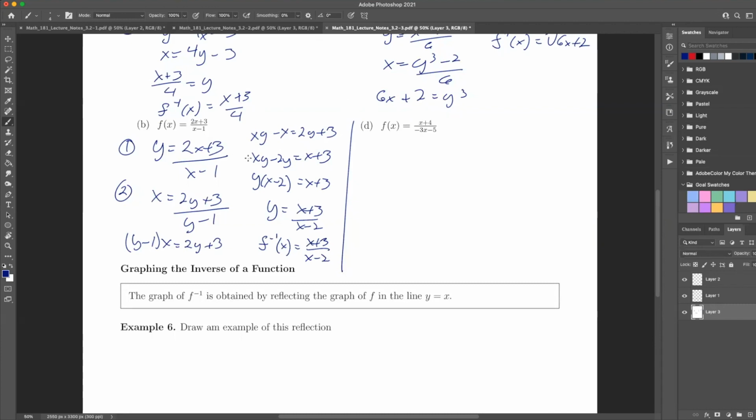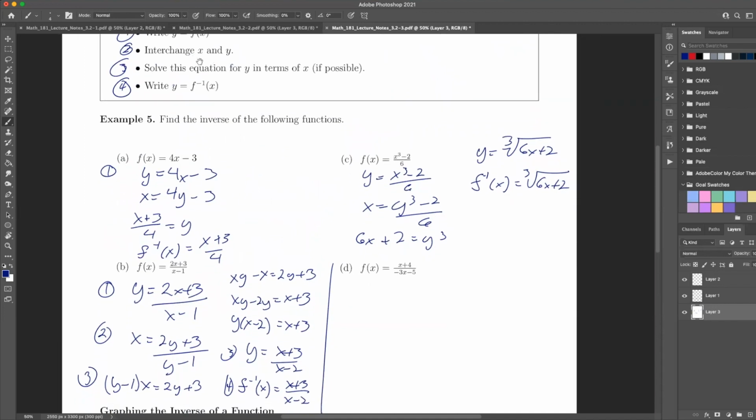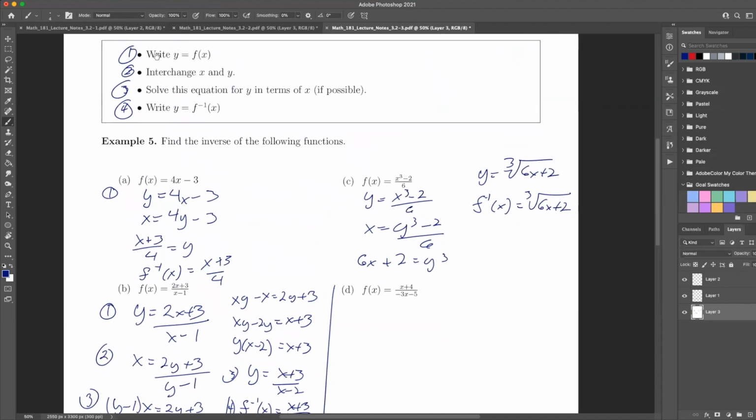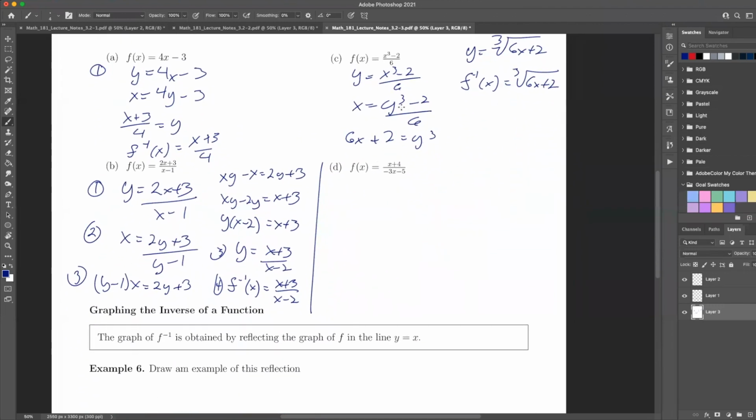So that's how. Here I'm doing process step 3, and once I've got that finished, I do step 4, which is just to write the inverse. Remember the steps are: write a y everywhere, interchange x and y because it makes life easier, solve for y, and then replace your y with the inverse of x. Let's do this one more time.